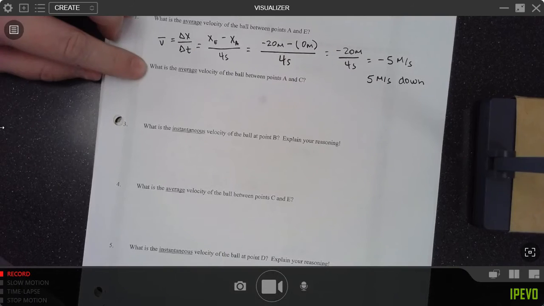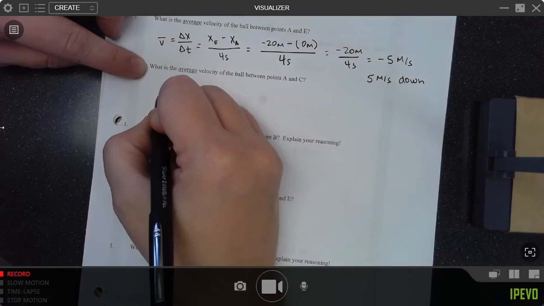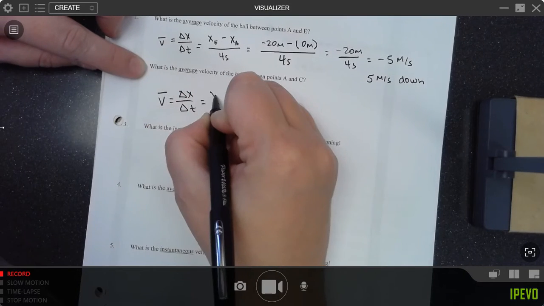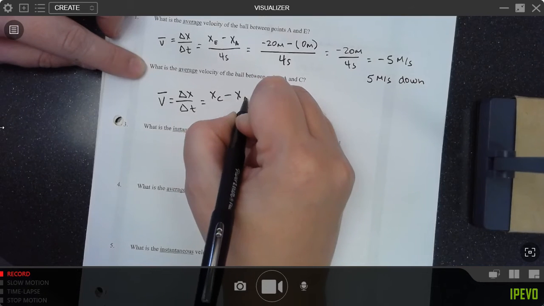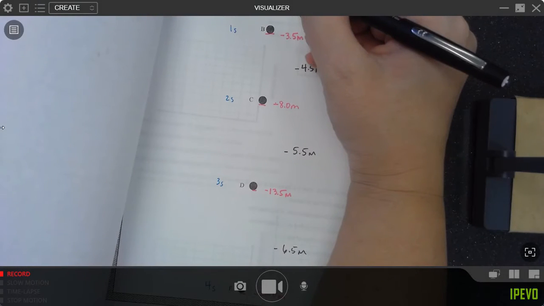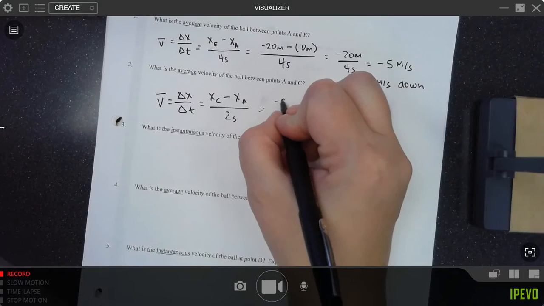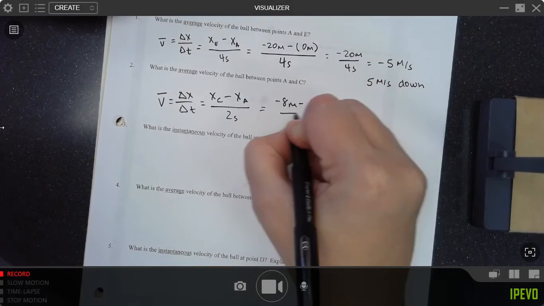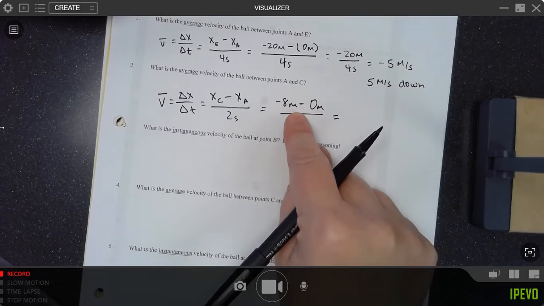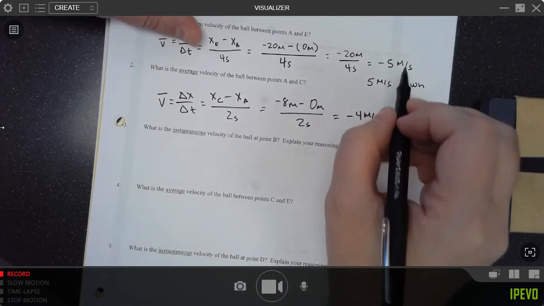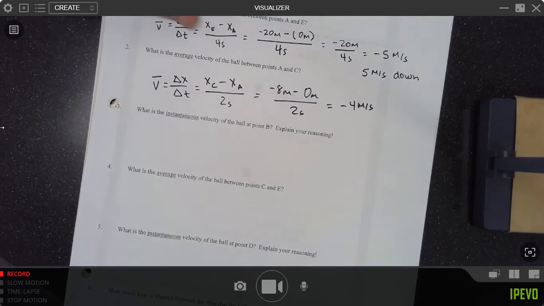All right, next it says, what's the average velocity of the ball between A and C? We're going to do the same kind of thing. Change in position over change in time. Only this time our position is going to be C minus A. The time between A and C is going to be 2 seconds. My position at C is minus 8, and then I'm going to subtract from that 0. That's easy. 2 seconds. And we can do this in our heads. Is it okay if I do this one in my head? Minus 8 divided by 2, minus 4 meters per second, or you might have said 4 meters per second downward.